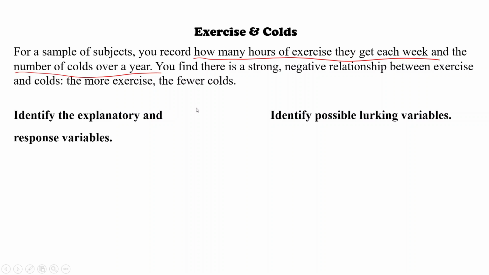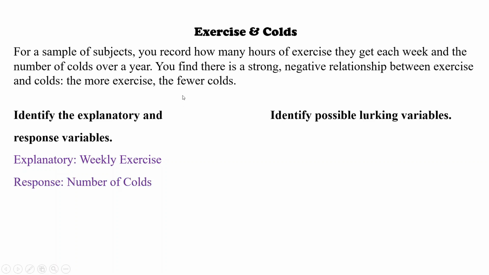Now, there is an explanatory and response variable here. The explanatory would be the weekly exercise, how many hours of exercise they got each week, and the response is how many colds they got. And they claimed a strong negative relationship in this observational study. Now, that would be incorrect in this case to draw that conclusion.